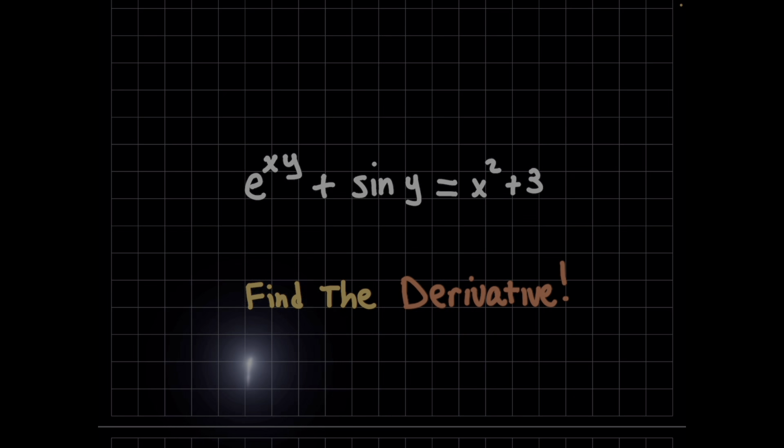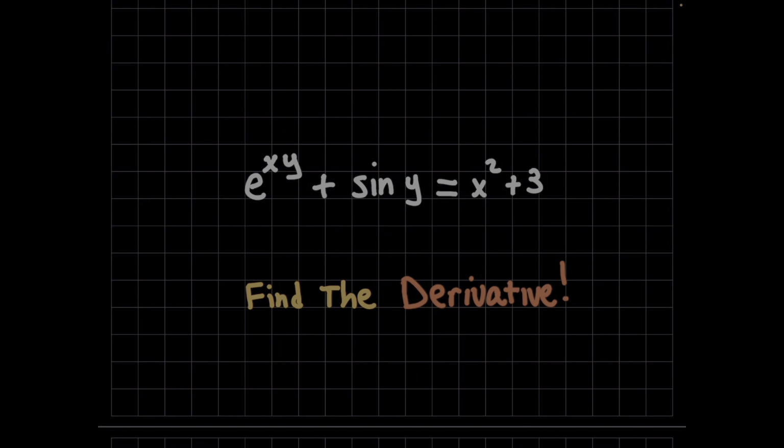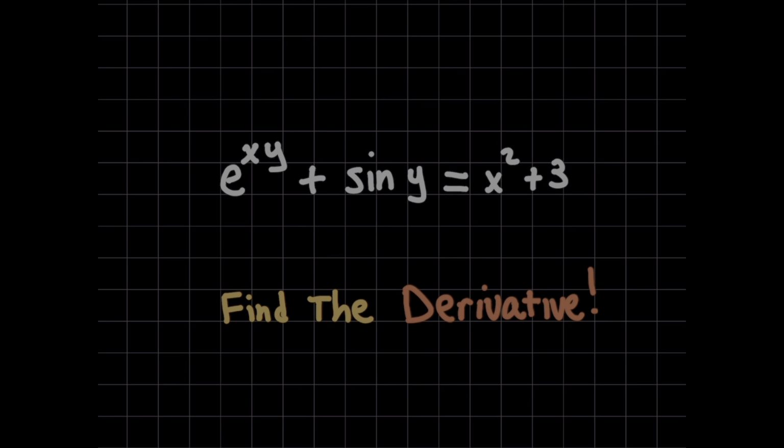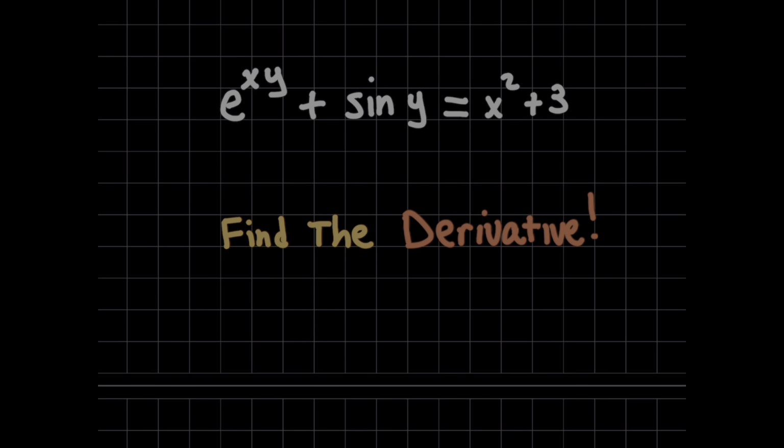I'm Sensei Dave, and let's take this ugly-looking derivative problem and absolutely crush it with the implicit differentiation method. Now, why am I using implicit differentiation? This e to the xy and sine of y makes it really difficult or near impossible to write this equation as y equals something. So that's a hint to use implicit differentiation.